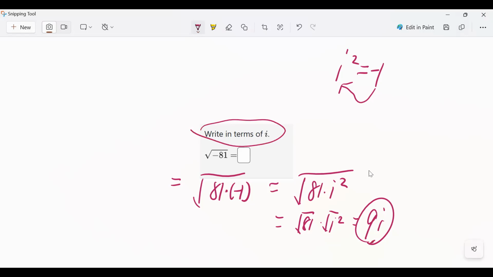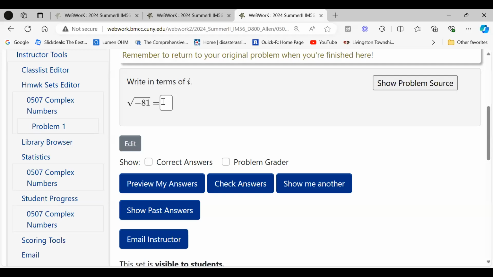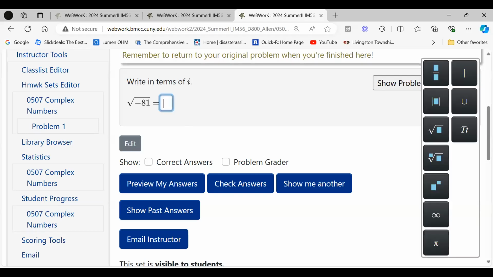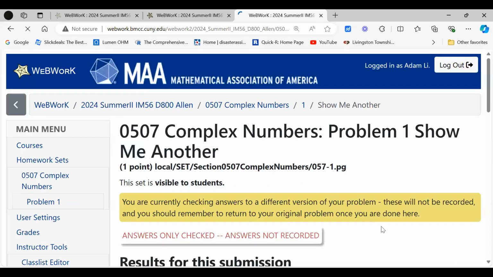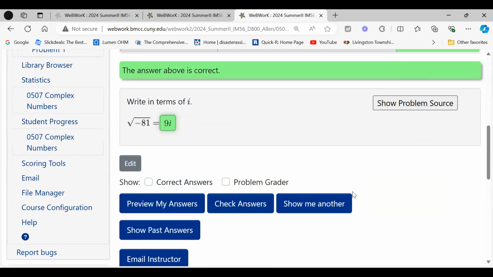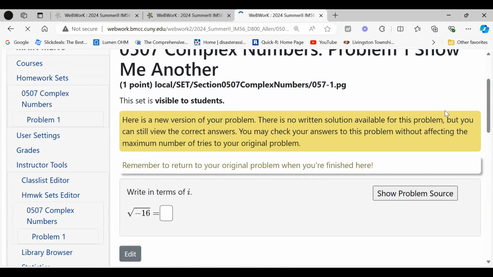Just remember, i is a complex number. So this is 9i, lowercase. Let's check it. That's good. I guess you're going to try one of these. Try another question.